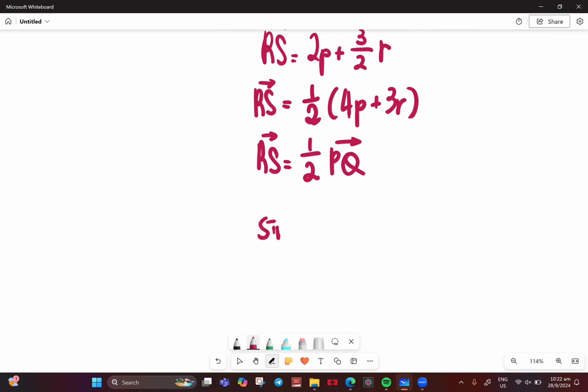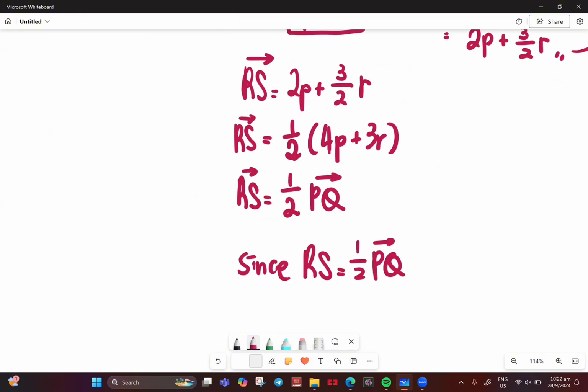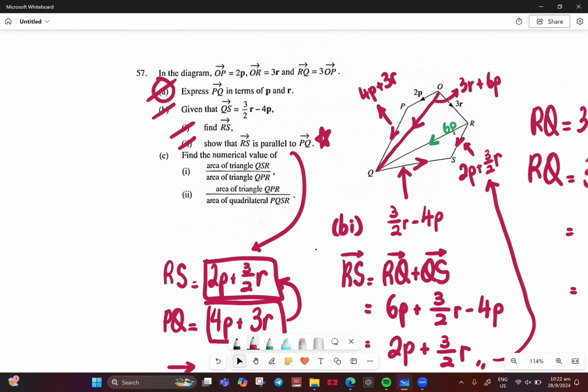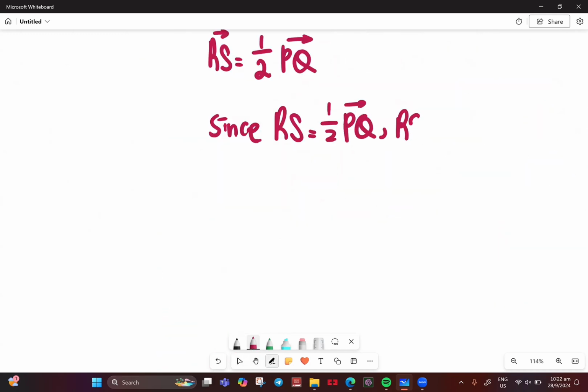You just say since RS is equals to half of PQ, answer back to the question. What did the question say? The question says show that RS is parallel, right? Since, all right, then RS is parallel to PQ, right? Okay, all right. Can you understand? Okay, so that's how you would do a question like this.